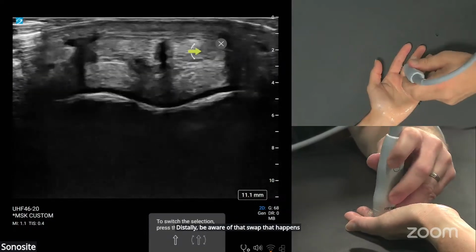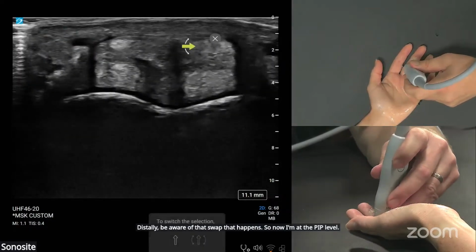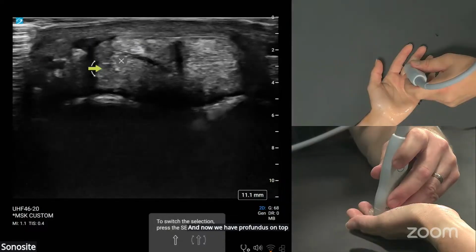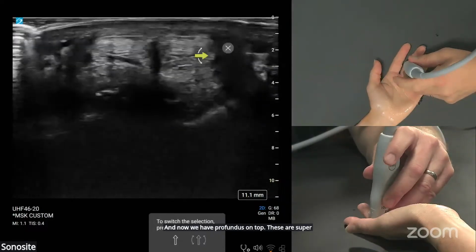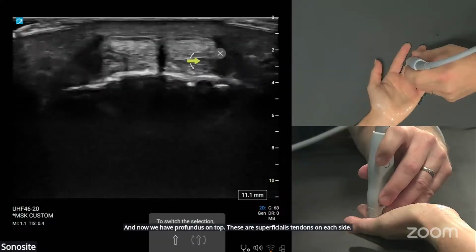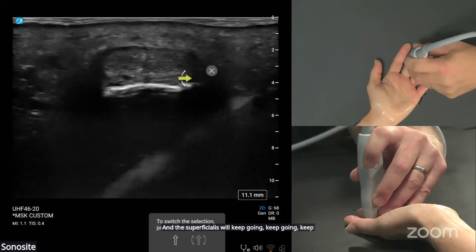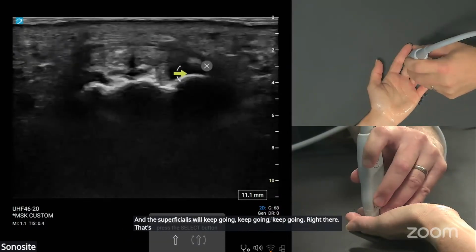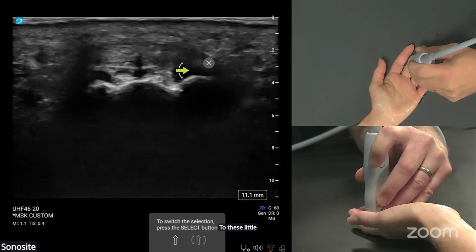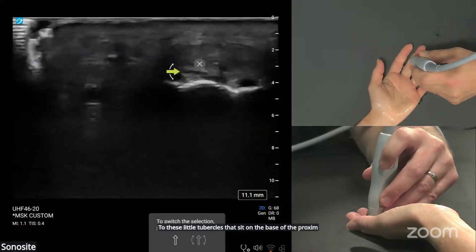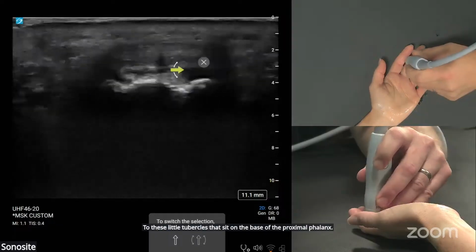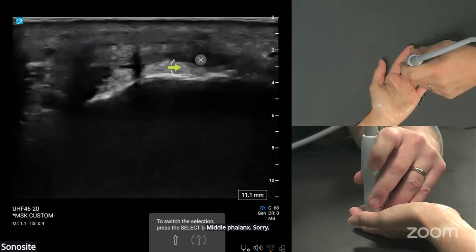So now I'm at the PIP level, and now we have profundus on top. These are superficialis tendons on each side. And the superficialis will keep going, keep going, keep going. Right there. That's the anisotropic insertion to these little tubercles that sit on the base of the proximal phalanx, middle phalanx, sorry. But you can see this dark layer right here.